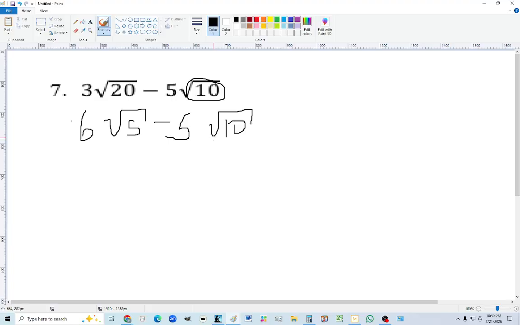It's the same as, yeah, not really. I'd say it's the same as radical 5 times radical 2, but then they can't be subtracted or added when they have 2 different radicals.